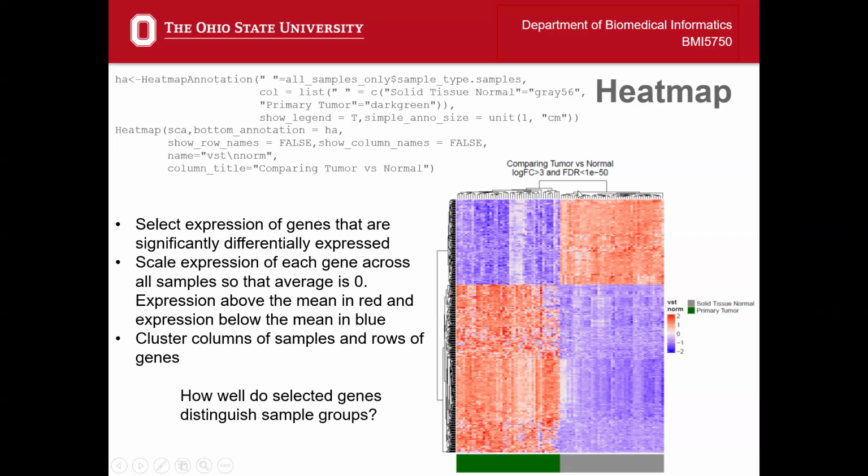If this gene has above average expression, it's going to be shaded here in red. If this gene has a below average expression, it's going to be shaded in blue. And we scale these genes because different genes are going to be on different scale levels. So gene A might have a really high expression level, where gene B might have a medium expression level.